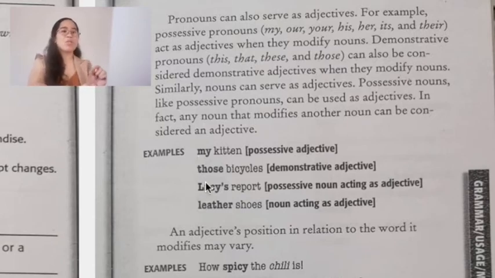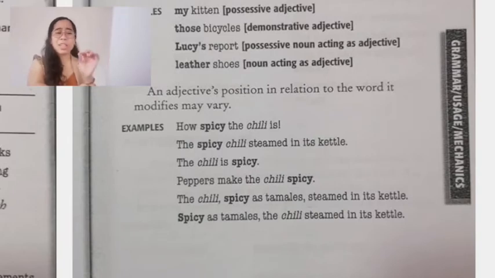Okay, they vary. So for example, how spicy the chili is. Again, the adjective's position in relation to the word it modifies may vary. So we just use one term, spicy, in this example on this screen. But if you notice the positioning, the meaning would actually vary. So examples. How spicy the chili is. The spicy chili steamed in its kettle. Okay. The chili is spicy.